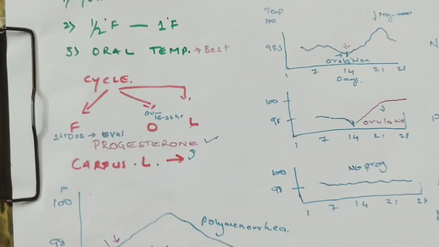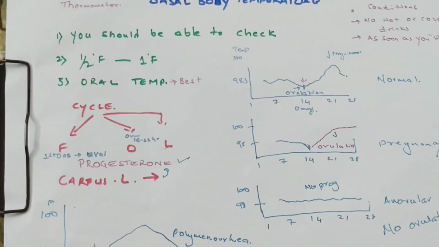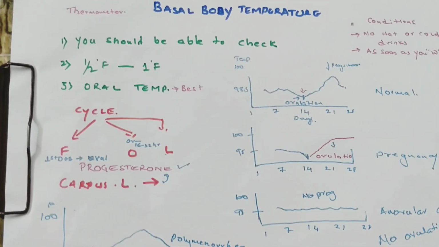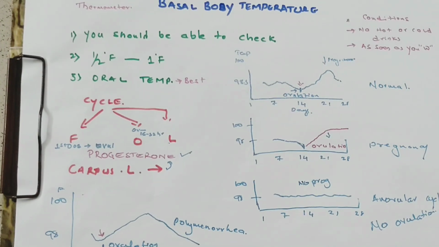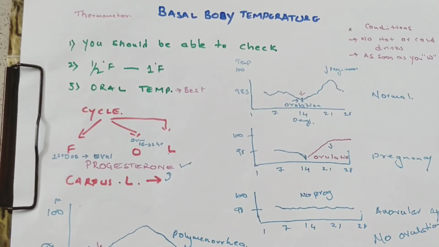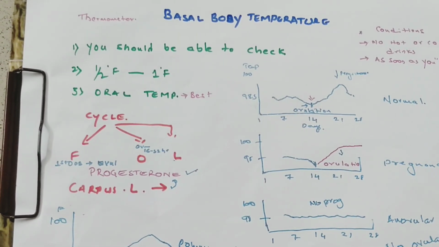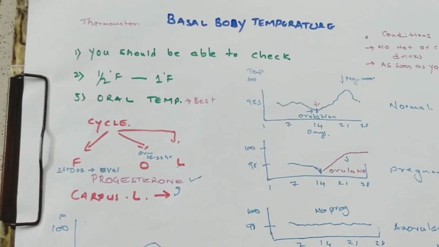So based on the basal body temperature, you are able to diagnose so many conditions, from normal pregnancy and ovulation to polymenorrhea. But remember the prerequisites: you should not drink any hot or cold drinks, you need to check as soon as you wake up, and oral temperature would be best. And you should be very careful in differentiating your body temperature.